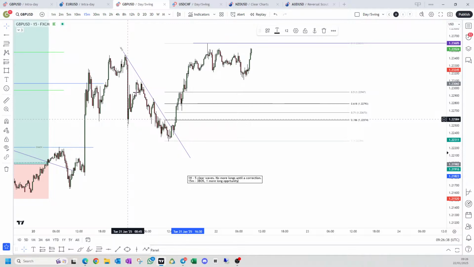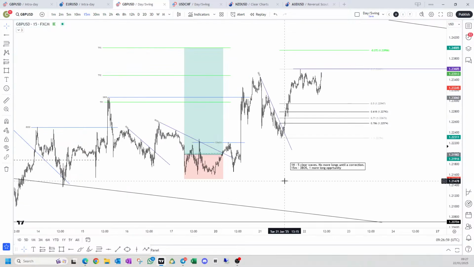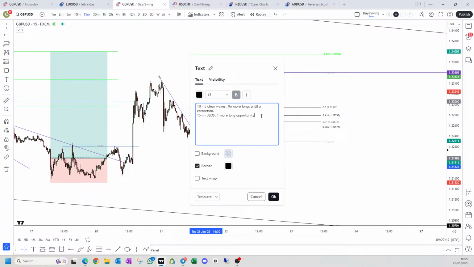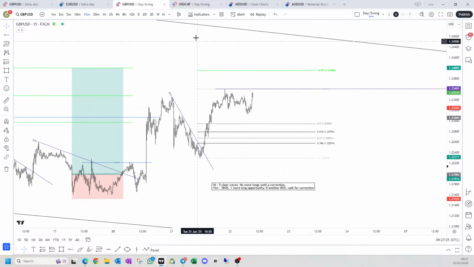Definitely true on the 1 hour. And I don't think we really want to be stacking. Yeah, that's kind of the last opportunity on the 15 minute too. Third break of structure, one more long opportunity. If another break of structure, wait for correction. Cool. So that's what we've got in mind here on GU.